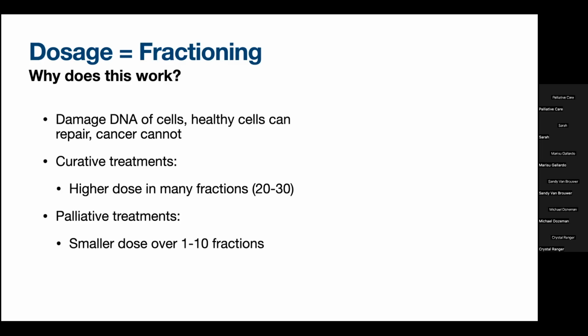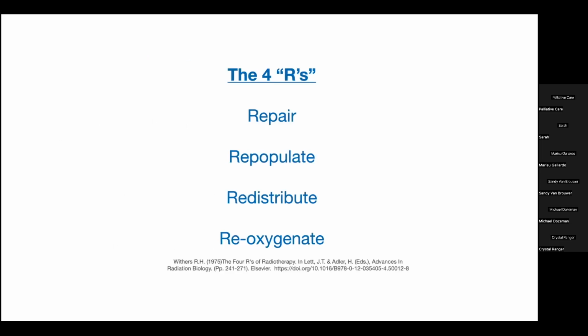And so if we can continue to insult the cancer cells while allowing some regeneration for those that are normal in our body, then maybe we can get some traction on curing or even decreasing the disease burden. Higher dose fractions are seen in curative treatments, as we mentioned on the previous slide, and then palliative treatments, we try to limit those to smaller overall fractions.